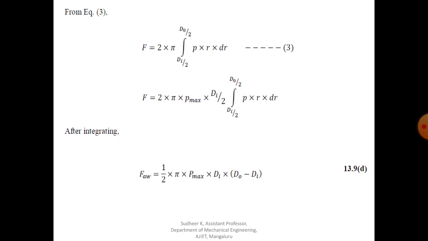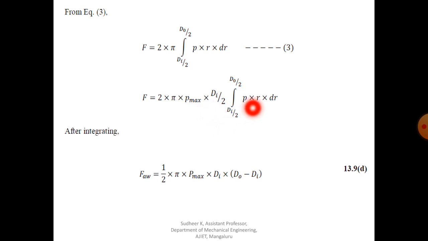Now whatever the derivations, they will be the same as what we have done already for the uniform pressure theory. From equation 3, we again use the same equation: F equal to 2 pi into the limit Ri to Ro, P into R into dr. So here one of the important things is that P into R is constant, so we have to bring this outside. Therefore 2 into pi into P max into di by 2.